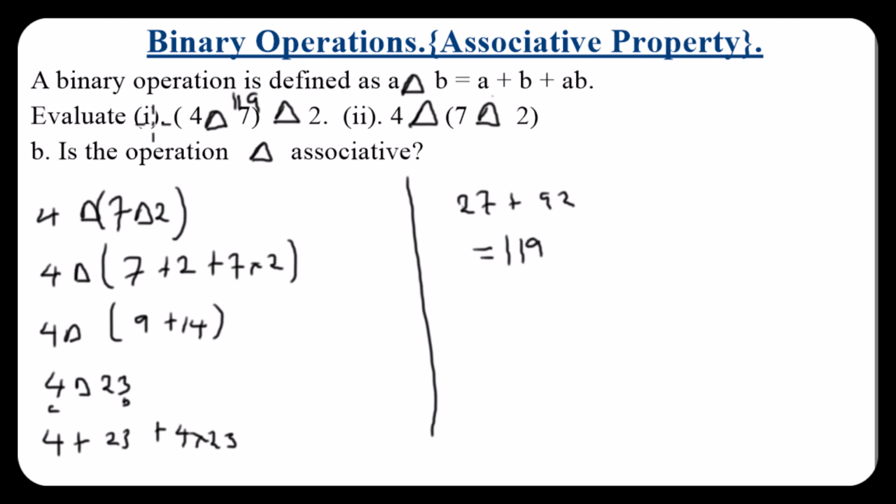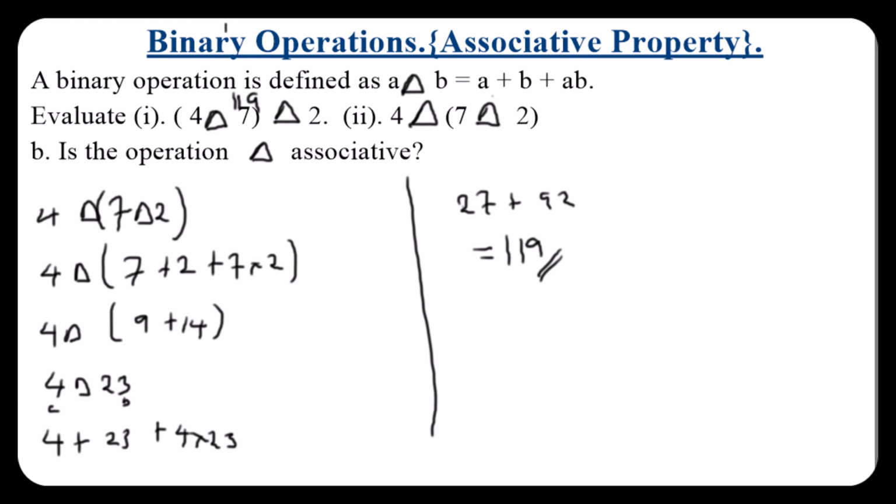So remember when we evaluated the first question, we had 119. And for the second one, we're also having the same thing, 119. So moving on to the B part of the question, is the operation delta associative? We can now come to a conclusion and say the operation delta is associative. I hope this makes sense.